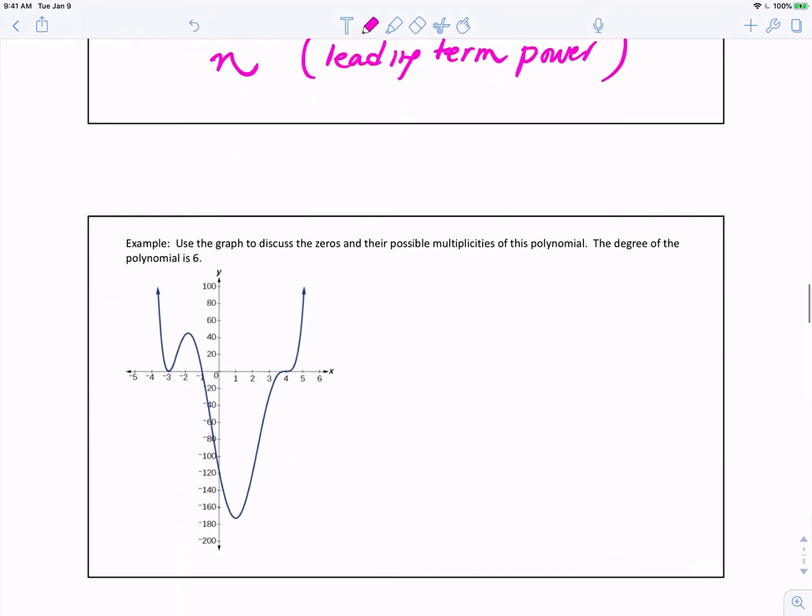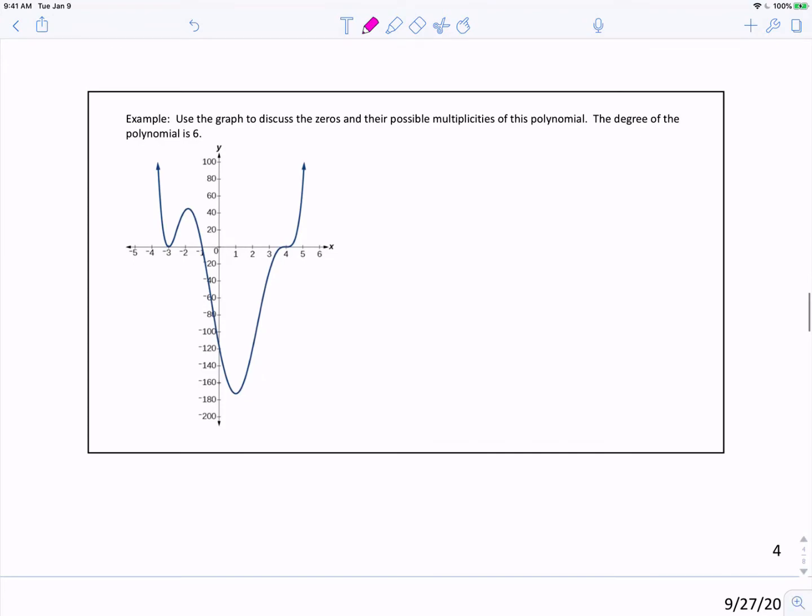Okay, we'll do some more examples. Use the graph to discuss the zeros and their possible multiplicities of this polynomial. The degree of the polynomial is 6. Okay, so let's take a look at this first root. So we have a root at x equals negative 3. Notice the graph bounces there. The graph doesn't cross the axis. So this has an even multiplicity.